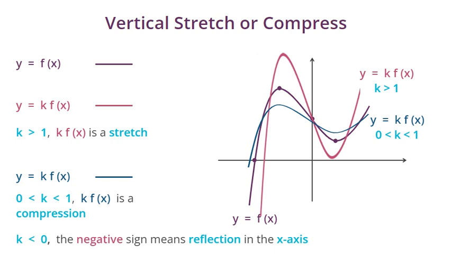When k is negative, the size of k determines if the transformation is a vertical stretch or compression. The negative sign indicates reflection in the x-axis.